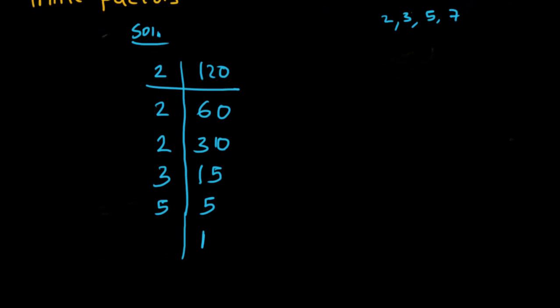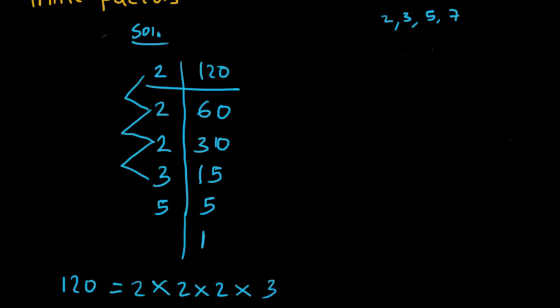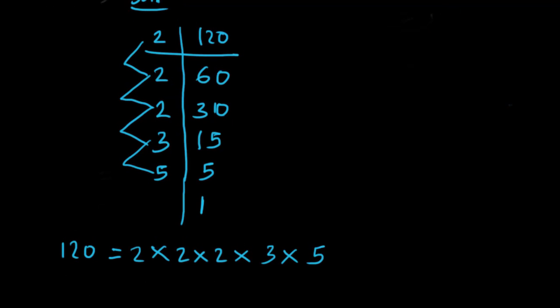Does this make sense? So it means 120 equals 2 times 2 times 2 times 3 times 5. So we have some numbers repeating, which means that 120 equals, how many 2's do we have? 1, 2, 3. 2 raised to power 3 times 3 times 5. And this is our answer. Do you understand?